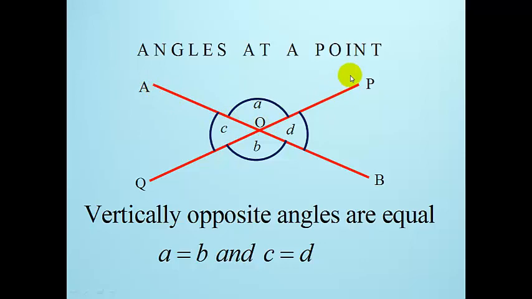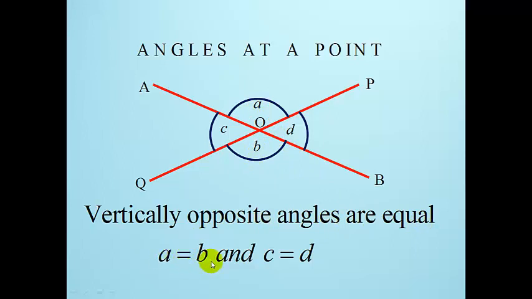Angle AOP is A. Angle AOQ is C. Angle QOB is B. And angle POB is D. Vertically opposite angles are equal. Now when we look at the diagram, A and B are vertically opposite angles. And so because vertically opposite angles are equal, then we can write that A equals B.